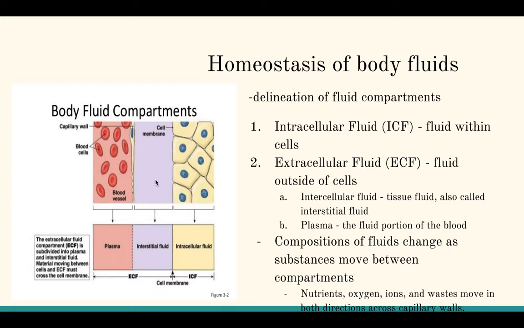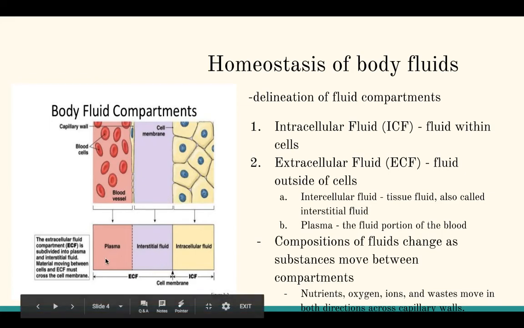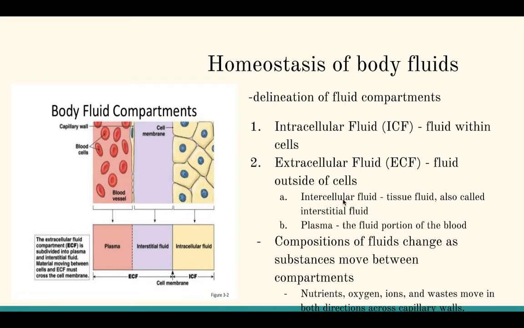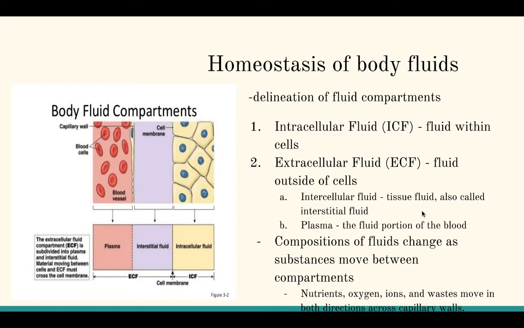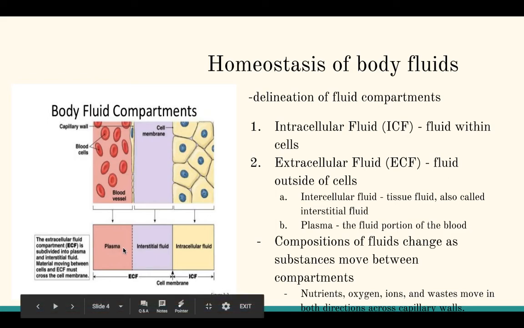All right, and here's the compartments that are involved with this. Intracellular fluid is inside of all the different types of cells and tissues and so on. Then you've got extracellular fluid, which is broken down into two different types. We have interstitial fluid, not interstellar, interstitial, and we have plasma. Interstitial is the tissue fluid. It's between the cells and between the tissues, kind of like the fluid that lines your joints. And plasma is the fluid portion of your blood. It's the fluid that exists between the blood cells.